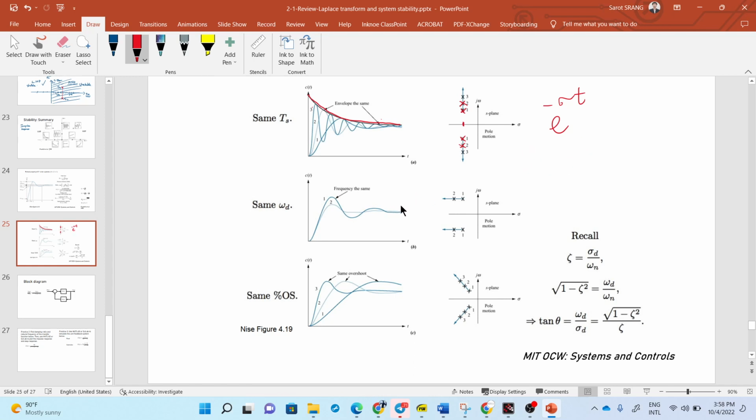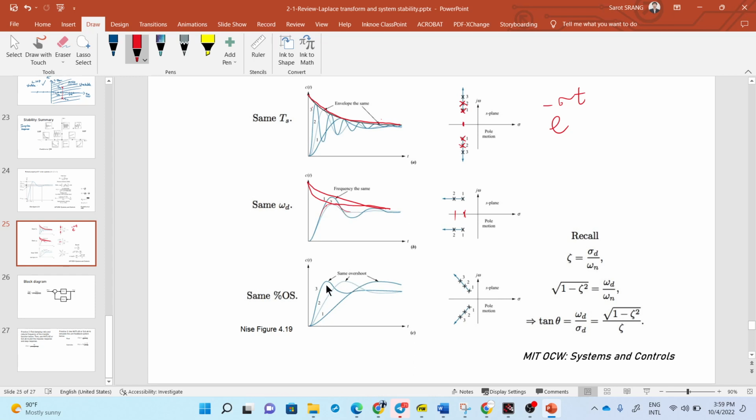And the second case, if the complex number is still the same for case 1 and case 2, but the real number increases from here to here, it means that for case 1 the decay is like this. In number 2, the decay is even faster, right? So that's why in number 2, you can see that the overshoot is not so high, like that.